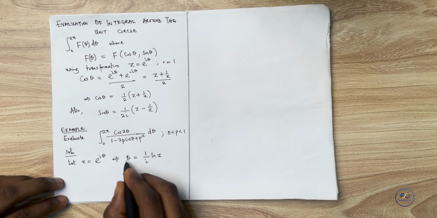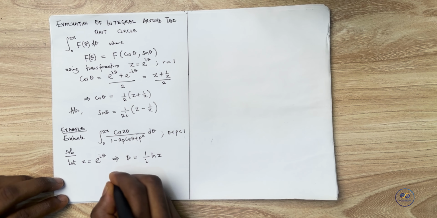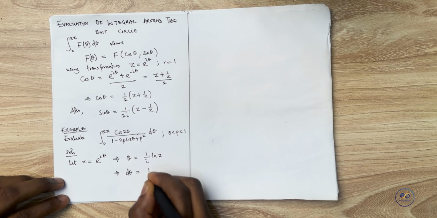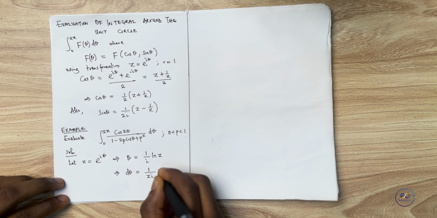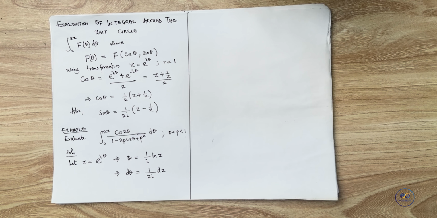Now, from this representation, the goal is to find the value of d theta. So if we differentiate easily, we have that d theta would simply be equal to 1 over zi dz, right? Because 1 over i will be a constant. Differentiation of ln z will give us 1 over z. And there we go. So now we have the value of d theta. The next thing is now to find representation for cos 2 theta as well as cos theta.